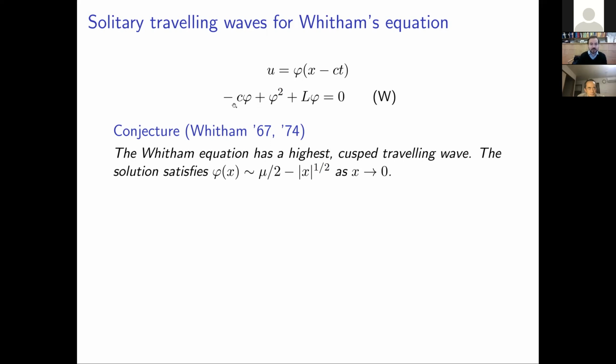And so this equation is not really a differential equation anymore, because L is a Fourier multiplier operator. It's a non-local operator, and it's of negative order, minus 1/2, as Mats mentioned.